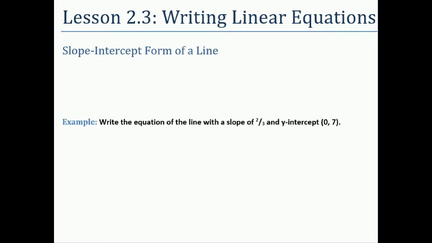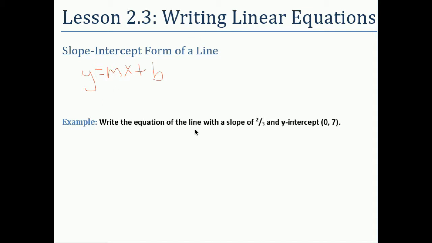In lesson 2.2, we reviewed graphing lines, and now we're going to review writing equations of lines. So first thing, we have our slope-intercept form of a line. We know that's y equals mx plus b. We can also call this function form.